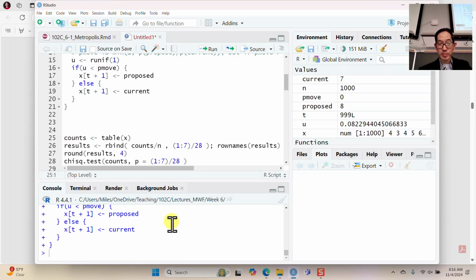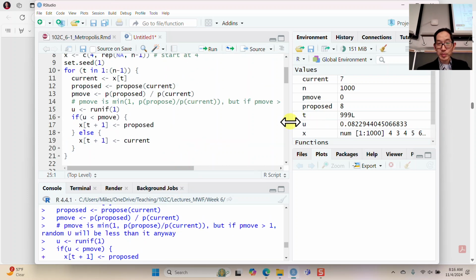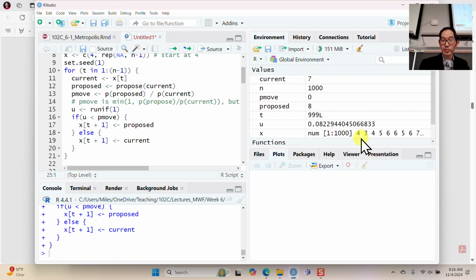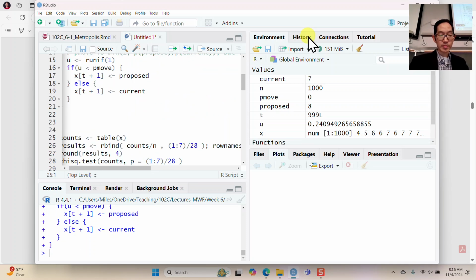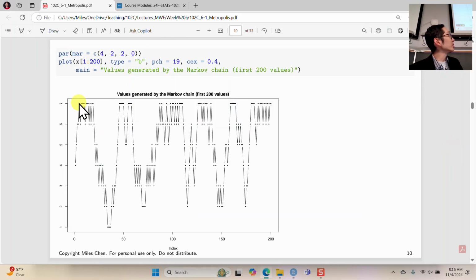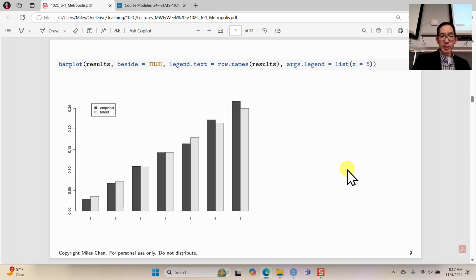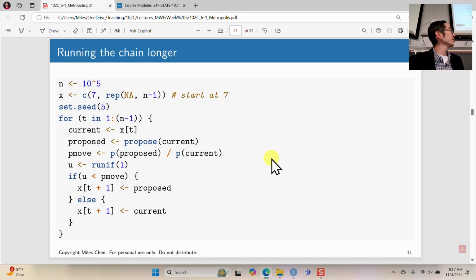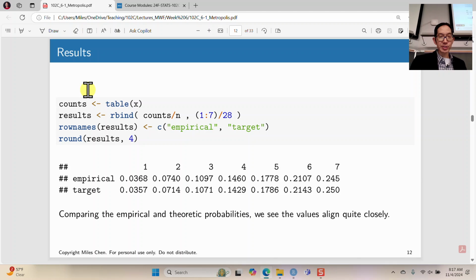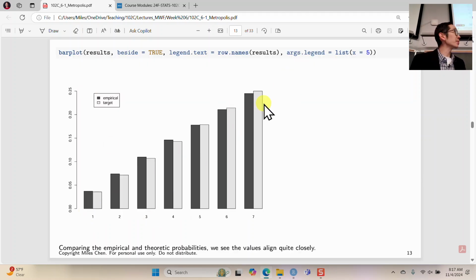I ran through the whole thing. So we go 4, 5, 6, 6, 7, 6, 7. Sometimes we propose lower values or we propose 8s and we just stay there. So we kind of get stuck at 7 for a little bit and then we start to come back down. That's just the chain when we started off at 4. When you let it run for 1,000 iterations, this ends up being the distribution over the states. And if you let it run even longer, say 100,000 iterations, then your distribution over states looks something like this.